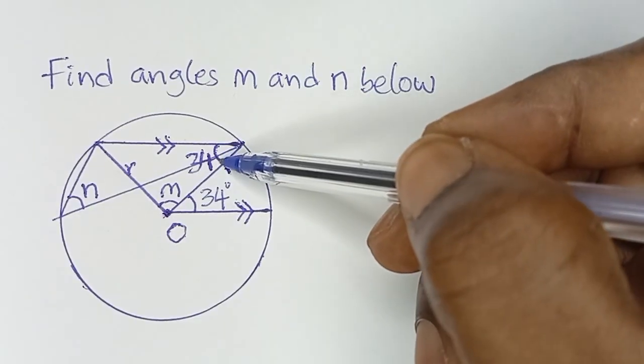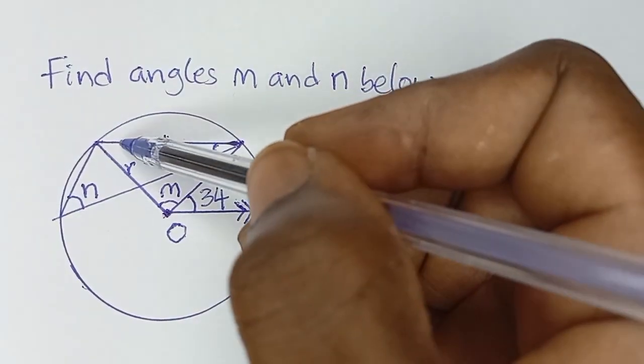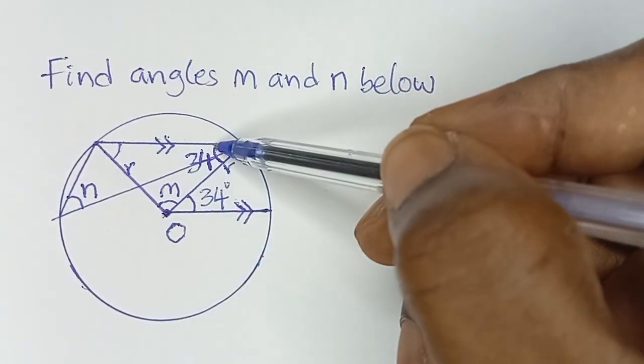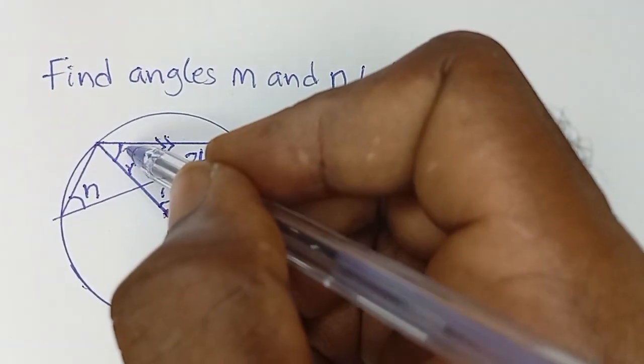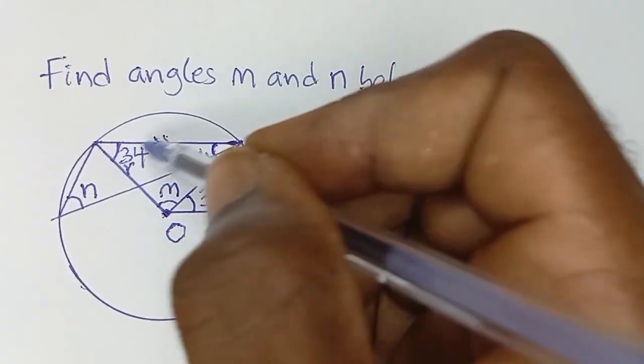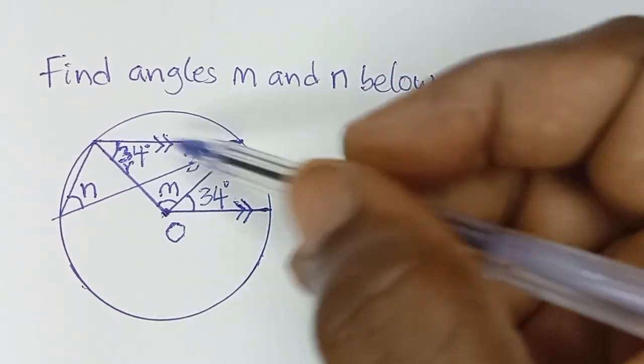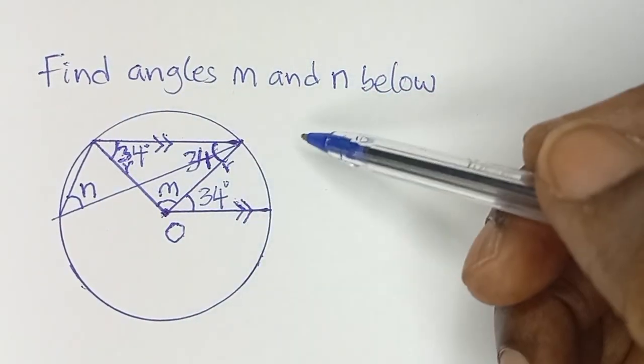And the base angles of an isosceles triangle are equal. The base angle. So this base angle, which is 34, will also be equal to this base angle, which will be equal to 34 degrees. Because the base angles of an isosceles triangle are equal.